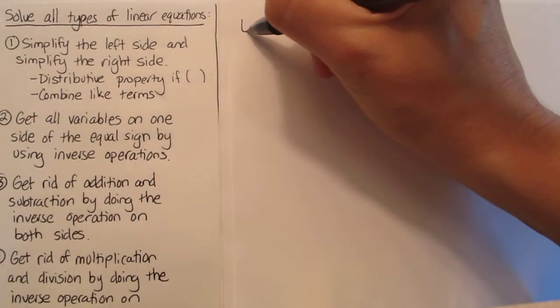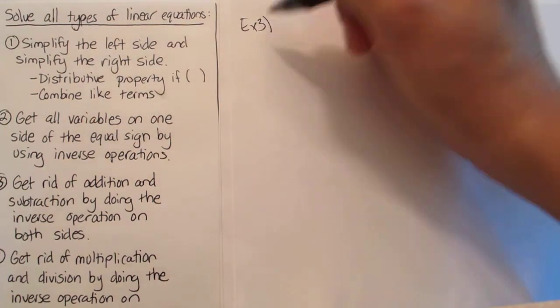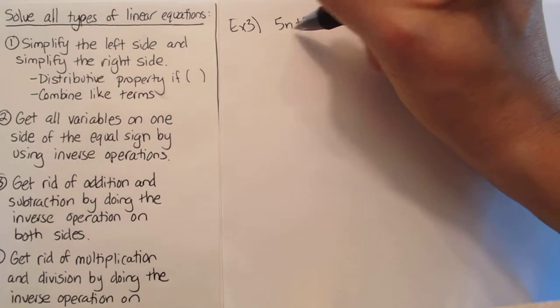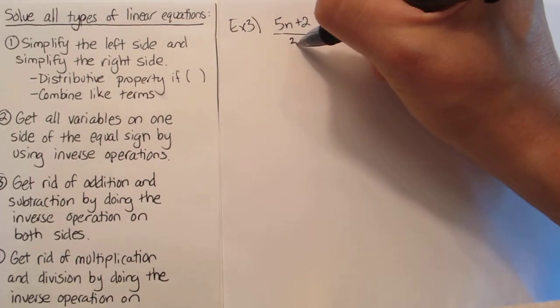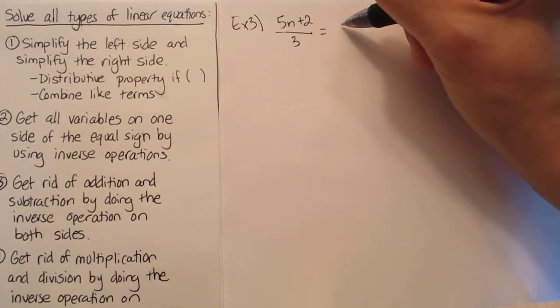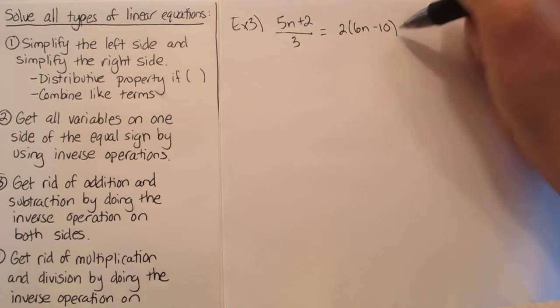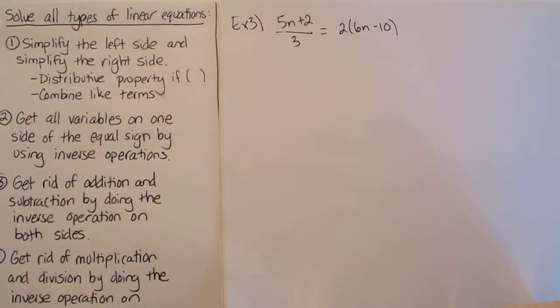Last problem, example 3. 5n plus 2 all over 3 equals 2 times 6n minus 10. So I'm going to go through our steps, and the first thing we need to do is simplify the left side and simplify the right side.